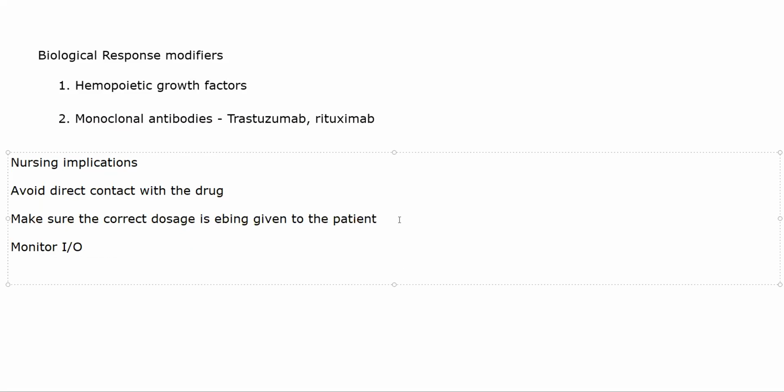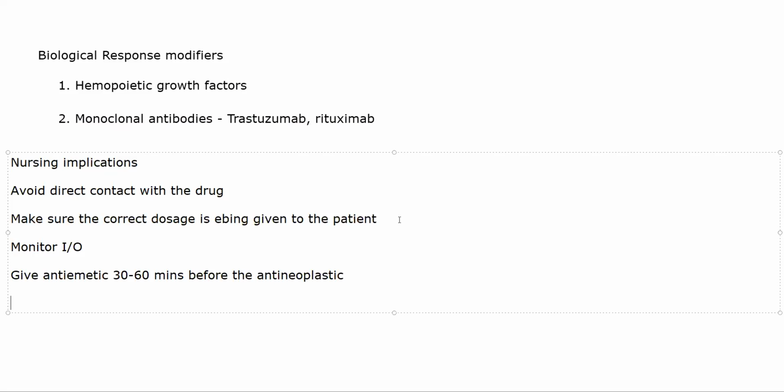Then now most anti-cancer drugs will cause severe vomiting. So what you need to do is you need to give an antiemetic like granisetron 30 to 60 minutes before you can actually give the antineoplastic. So give antiemetic 30 to 60 minutes before the antineoplastic. Okay. Now you have to tell the patient that they might suffer from hair loss. Hair loss is very common in almost all types of anti-cancer therapy. So you have to mentally prepare the patient for that.